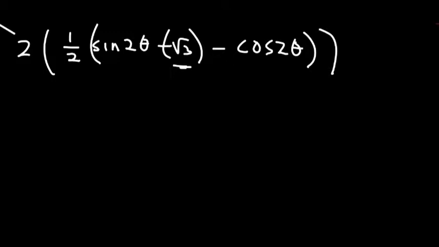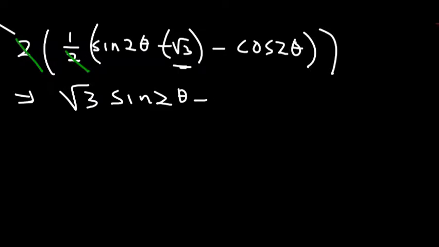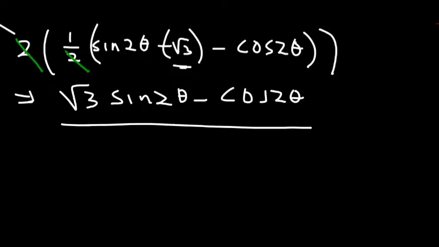So what else can we do here? We can divide by that. 2 divided by half is just 1. So we can say this is equal to root of 3 sine 2 theta minus cos 2 theta. Okay, so we are done. This is what we had on the left-hand side. We've proved that what we had on the right-hand side is equal to what we had on the left-hand side.